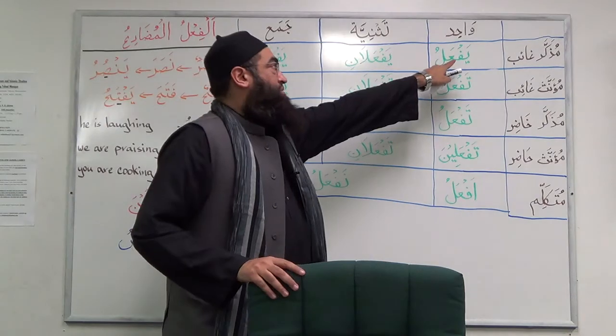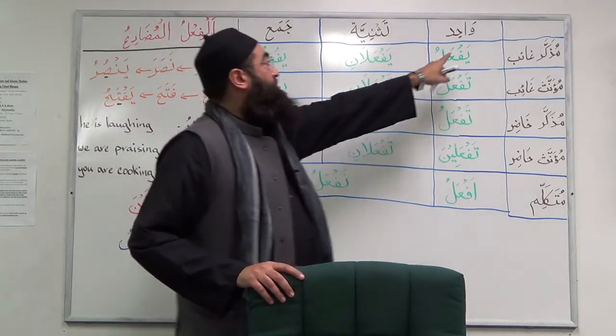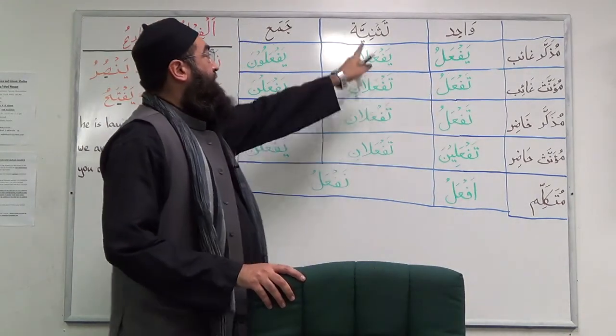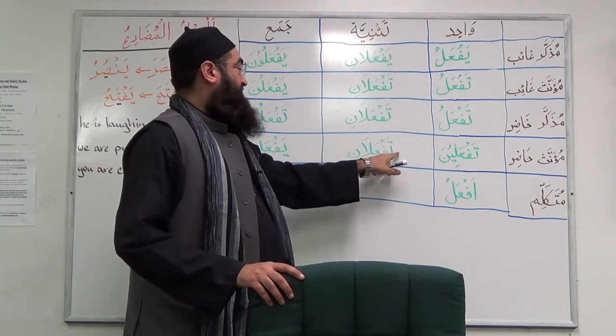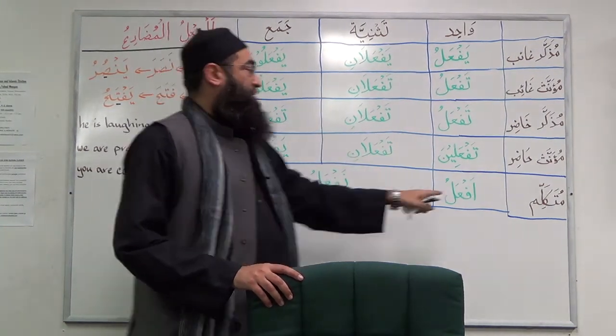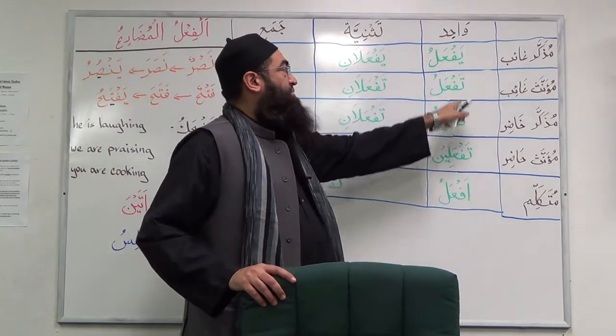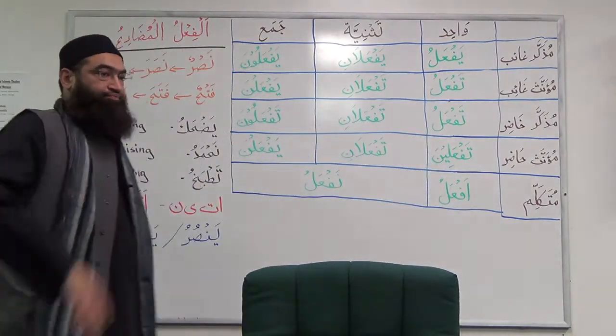Remember the fa had a fatha, so for all of them now, since we're putting a ya with the fatha on it, or a ta with the fatha on it, or a noon with the fatha on it, the fa kalima is going to be sakin from now on.